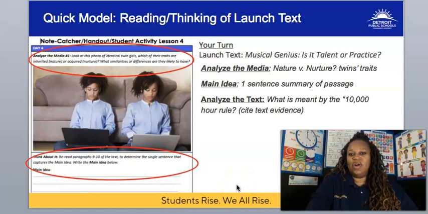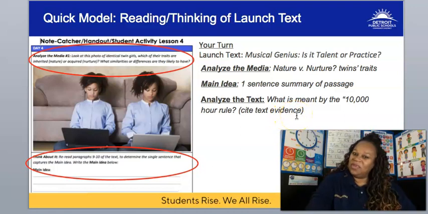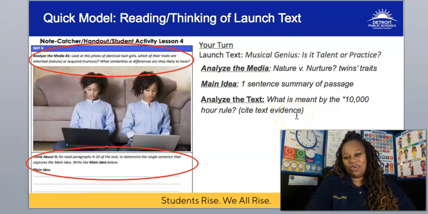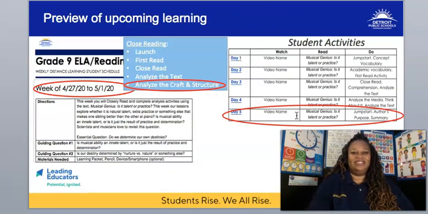And then you will move on to the main idea, record a one-sentence summary of our passage, and then analyze the text by answering the question, what is meant by the 10,000 hour rule? Remember to cite text evidence in your answer.